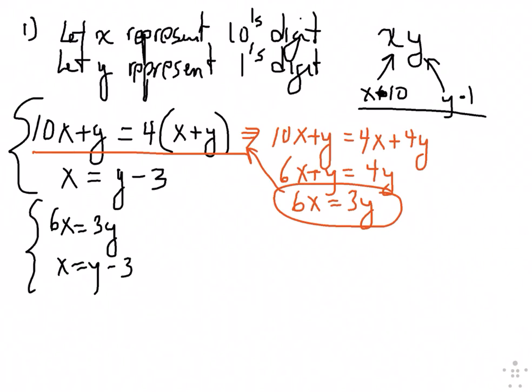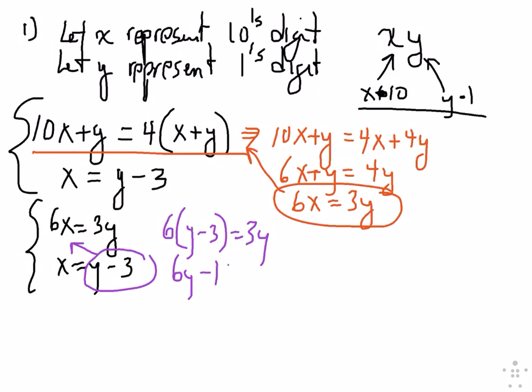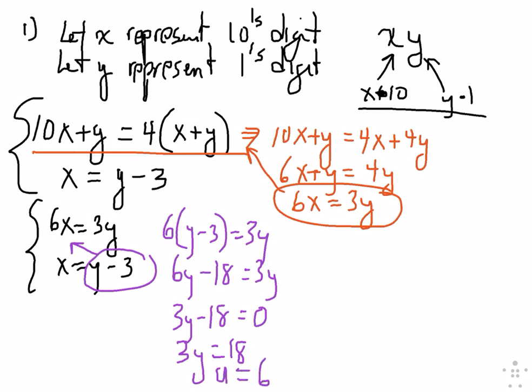To solve this system, I'm going to use substitution. I'm going to take the y minus 3 and put it in this one for x. So I get 6 times y minus 3 equals 3y. 6y minus 18 equals 3y. I'll subtract 3y from both sides, so 3y minus 18 equals 0. Add 18, 3y equals 18, and divide by 3, so we get y equals 6.